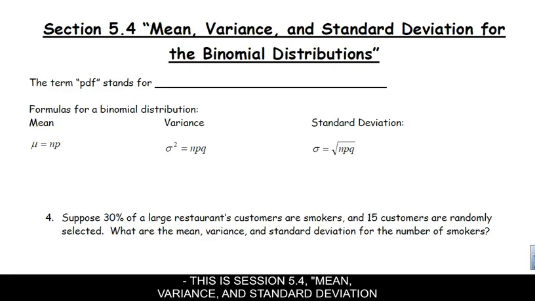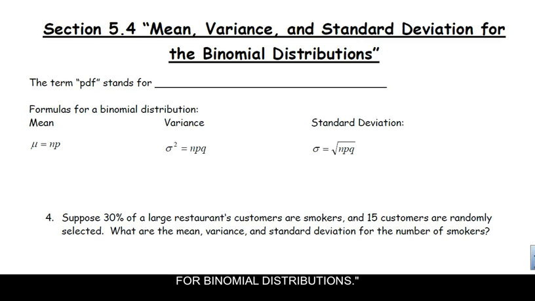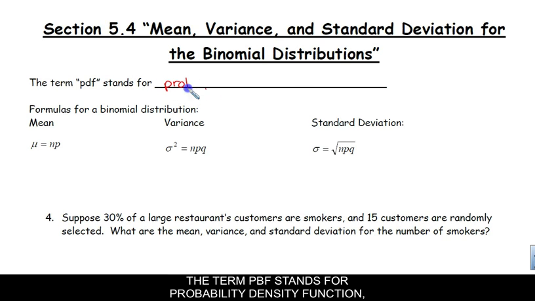This is section 5.4, mean, variance, and standard deviation for binomial distributions. The term PDF stands for probability density function.